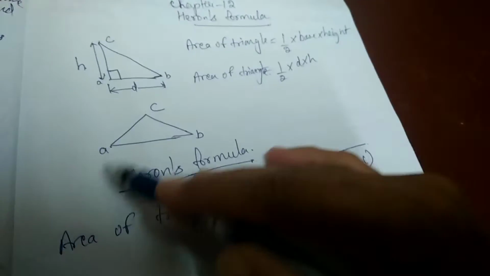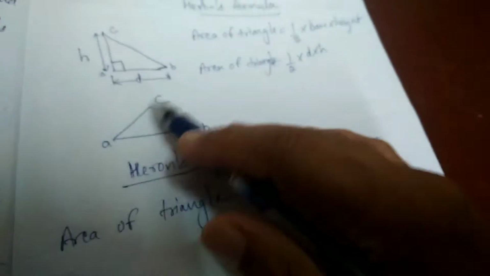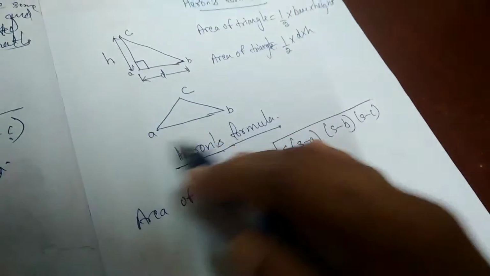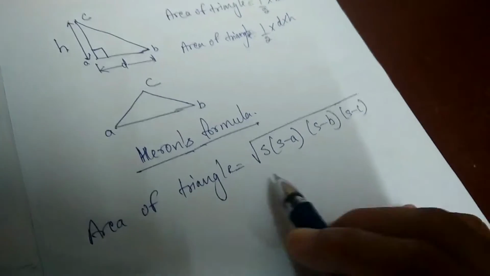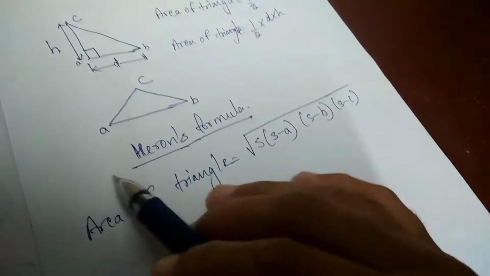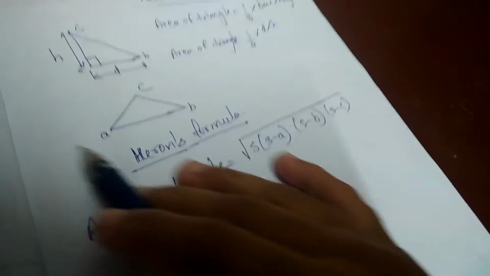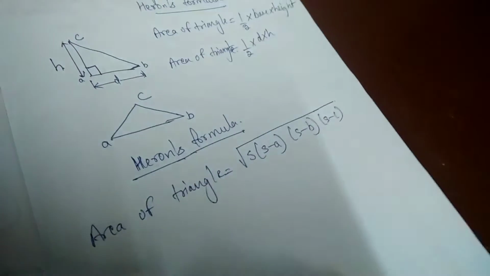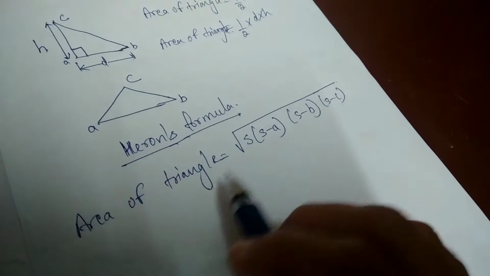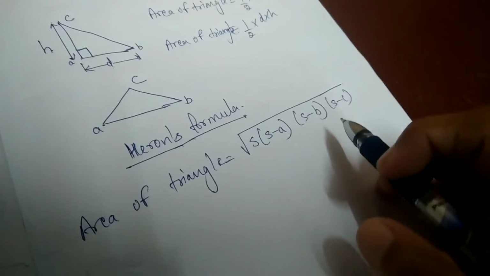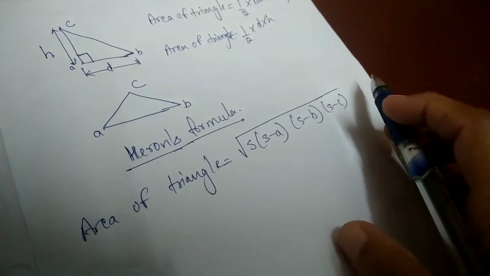That's it. So when it comes to an acute angle triangle like this, you don't have a base and a height. So for such kind of triangles, Heron's formula was developed, so that for an acute angle triangle, you can easily find out the area of the triangle. So the formula is: area of triangle is equal to root of S into S minus A into S minus B into S minus C.